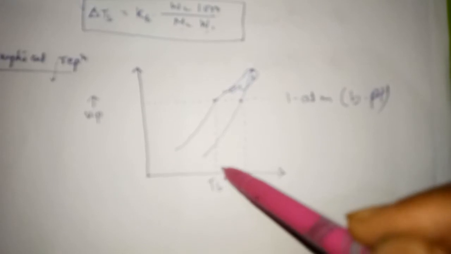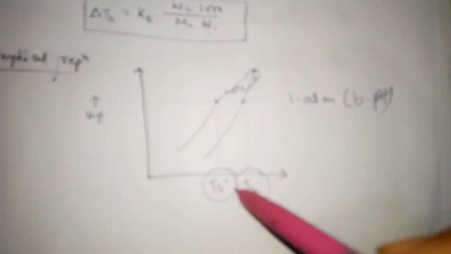This is vapor pressure, and this is 1 atm, meaning at that point the substance starts boiling. So this is TB naught, the boiling point of pure solvent. This is TB. So you see TB is greater than TB naught, and that gap is called del TB. So this is elevation of boiling point.